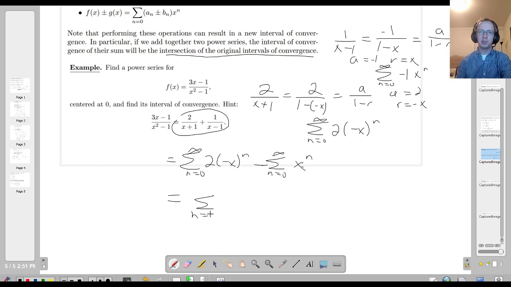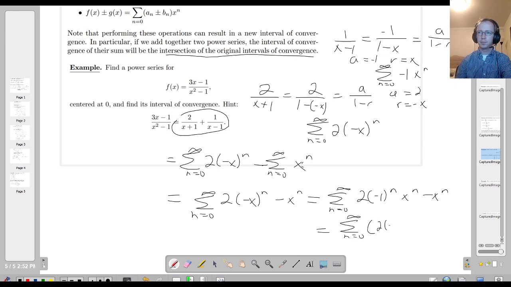So my combined power series when I subtract these guys is 2 times negative x to the n minus x to the n. Great, so I just found a power series for those guys. Let's see if I could factor this out maybe even a little bit more. So I could write this as 2 times negative 1 to the n times x to the n minus x to the n. And if I factor out the x to the n terms, this is yet another way I could write it.